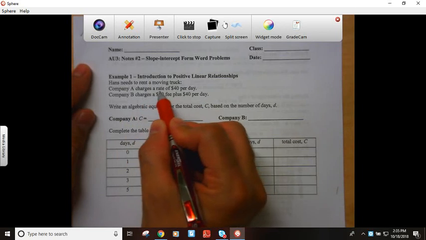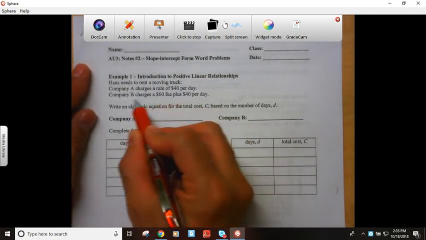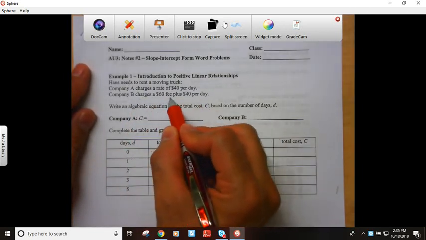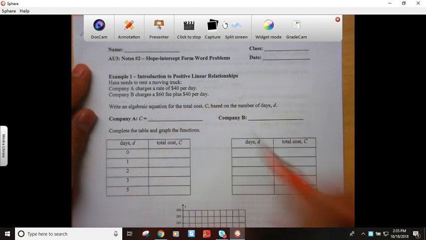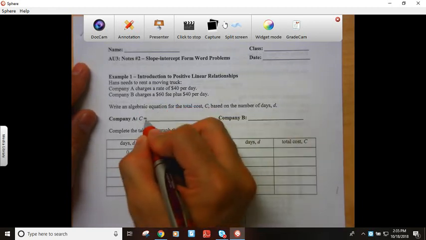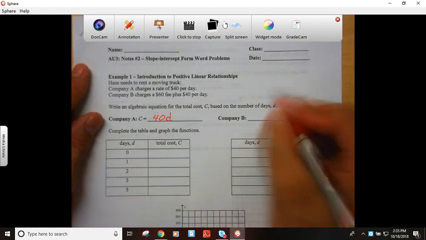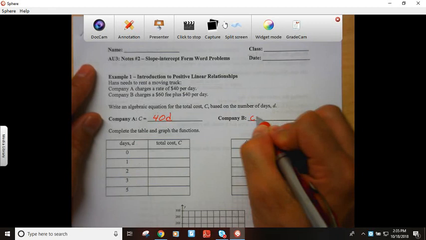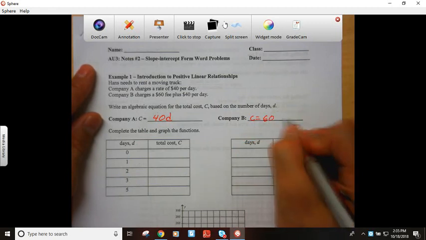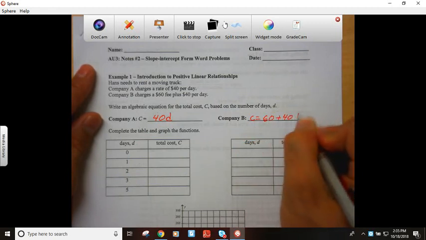Company A charges a rate of $40 per day. Company B charges $60 plus $40 per day. So Company A is going to charge you $40 per day. Company B is going to charge you a $60 fee plus the $40 per day.